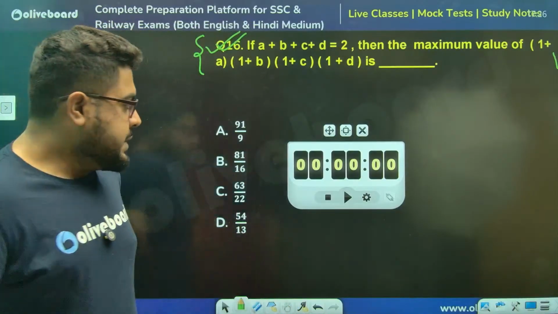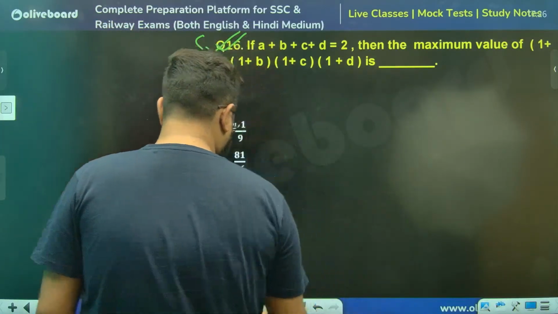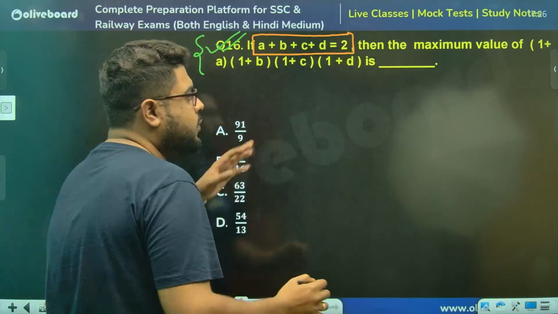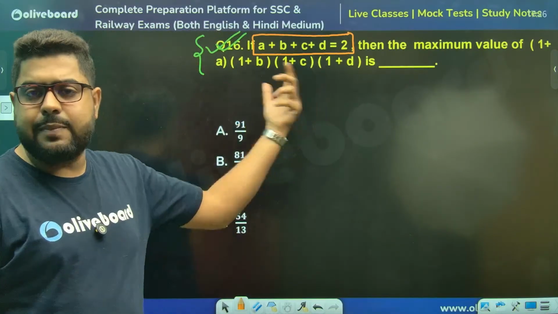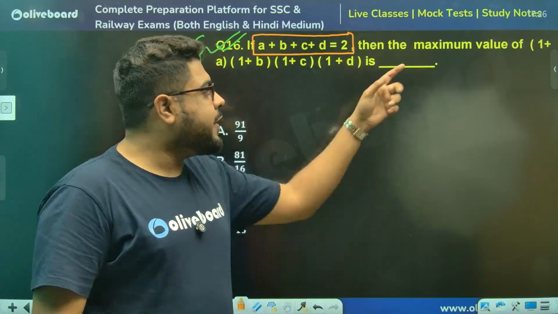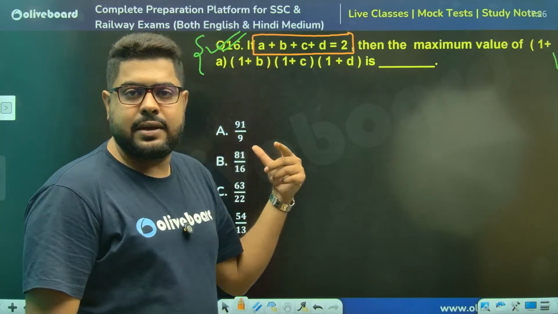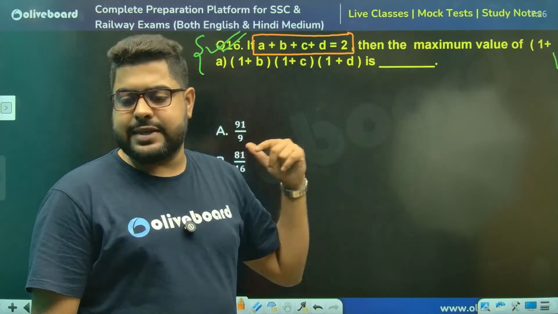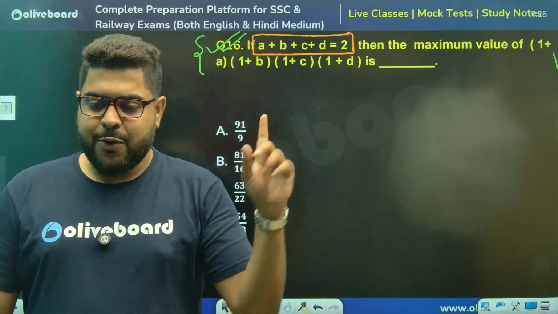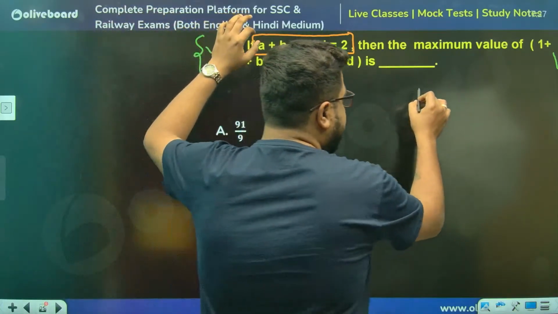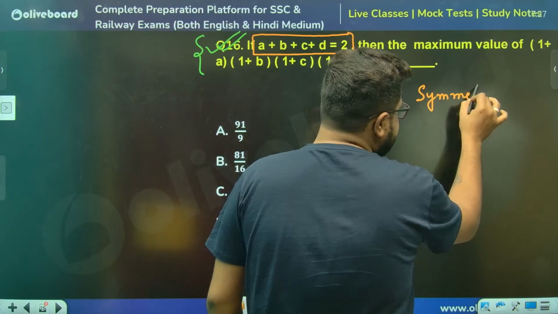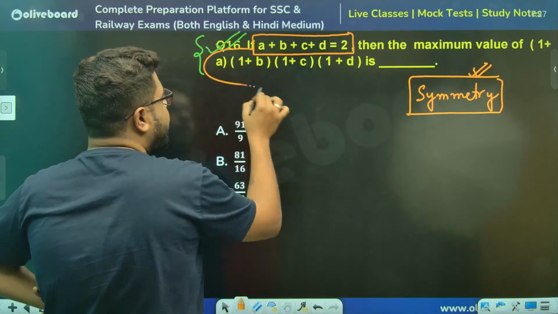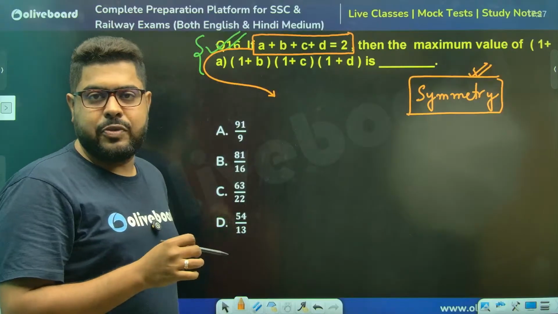Time is up. You see, I told you this is a question which we call based on symmetry. Whenever you see 1 plus A, 1 plus B, 1 plus C, 1 plus D, all are symmetric. If I interchange, let's say, A and C, will the pattern change? 1 plus A will become 1 plus C, and 1 plus C will change to 1 plus A, but the whole thing will remain the same. This is what we call symmetry. Whenever you get symmetry, try to put all variables equal, in this case the 4 variables. So I'm equating them.